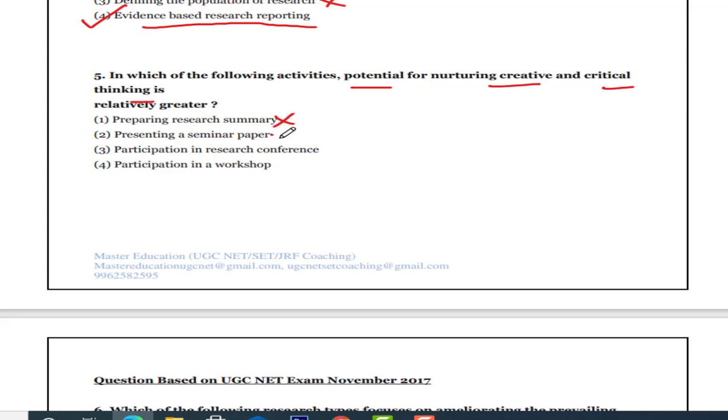And presenting a seminar paper. So that is also not. Participating in a workshop? No. Participating in a research conference, we can get so many creative ideas, so much knowledge, so much wider thinking from many people. So in this activity, nurturing creativity and critical thinking is relatively greater when compared with other things. In some websites, it is given as participation in a workshop, but that is not a correct one.